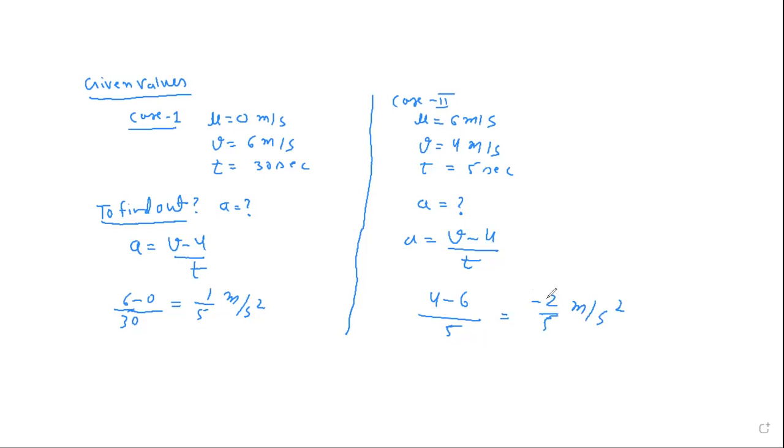This is why it is negative, because he has applied brakes. Why is it positive? Because he was paddling it fast. So the acceleration is in the direction of velocity. Here the acceleration is in the opposite direction of velocity. Is it clear?